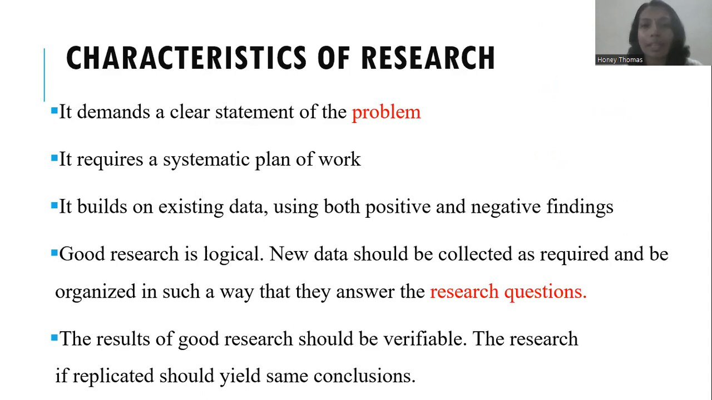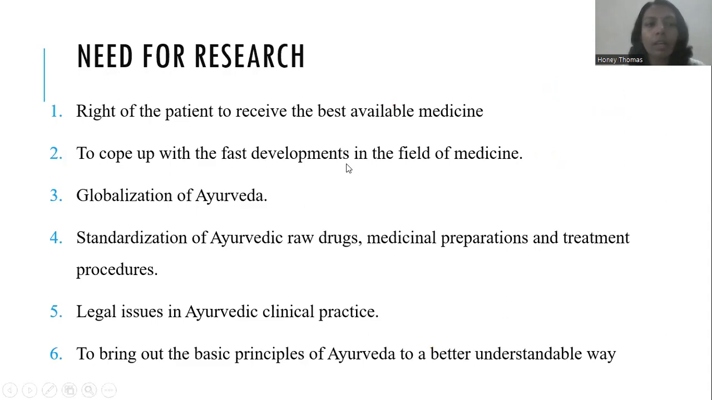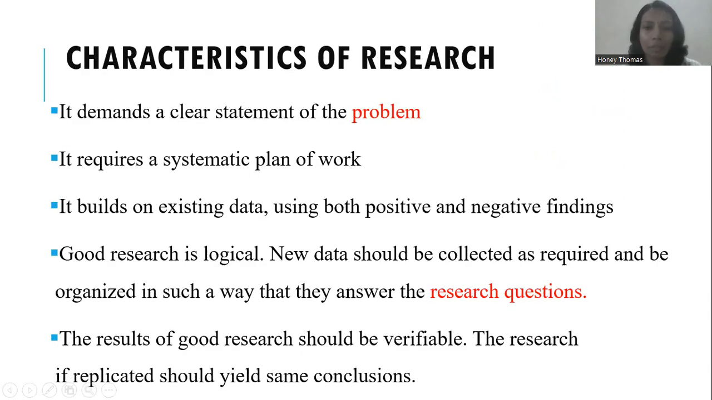So we are moving on to the characteristics of research. It demands a clear statement of the problem. The research problem is nothing but the research question that we have in our mind. As I told earlier, what is the status of poverty in rural area? That is the research problem. And it requires a systematic plan of work. That means how we are going to tackle this problem, how we are going to solve this problem. It needs a systematic plan of work.